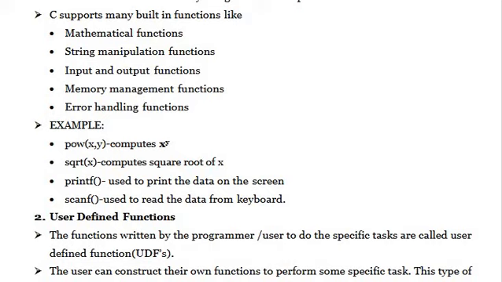The second one is user-defined functions, the functions written by the programmer. Why do we need user-defined functions? If your purpose is not solved by the existing functions in C language, you can create your own functions. Take an example. I want to find the cube root of any number. To find the square root of any number, we have the function sqrt. To calculate the cube root, we don't have a function. Create it. You can create your own functions. We can even create our own header files in C language.